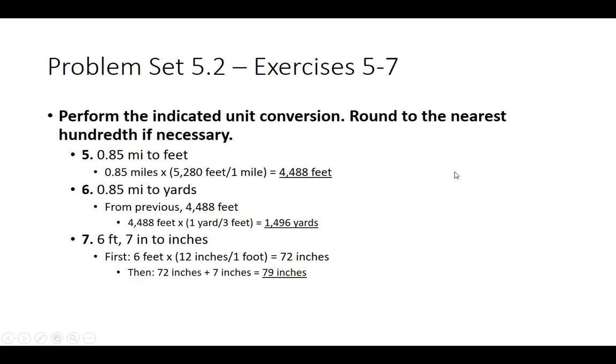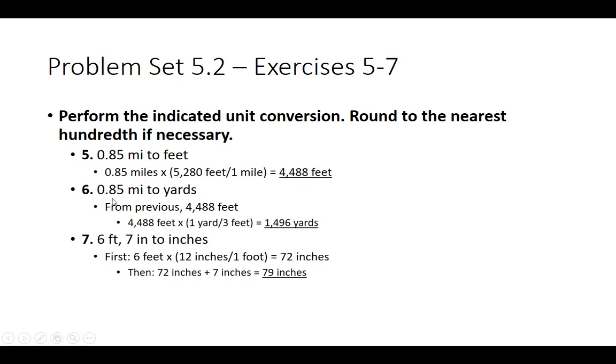Number 5, we're going to convert 0.85 miles to feet. We're starting off with 0.85 miles. Miles then needs to be on the bottom in order to cancel away. We need feet on top since we want our answer in feet. The conversion factor with feet on the top and miles on the bottom is 5,280 feet over 1 mile. Miles cancels, leaving us with feet. 0.85 times 5,280 divided by 1 calculates to 4,488 feet.